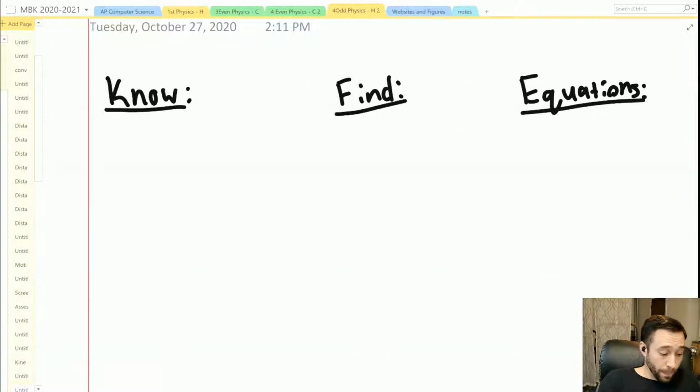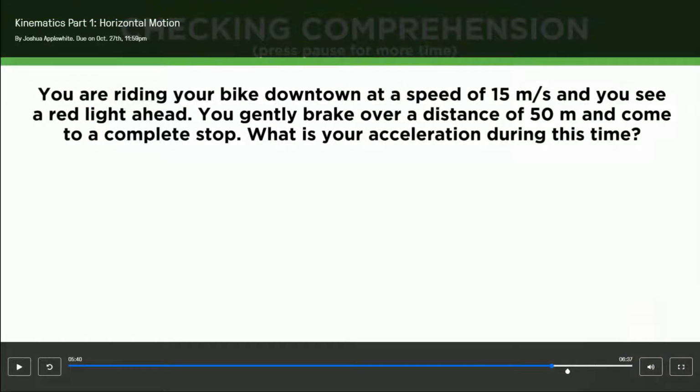Okay. So if I go back over here, we've read through it. Now we're going to go through and look at the numbers. So you're writing down a speed of 15 meters per second. So the 15 meters per second is a unit of what?